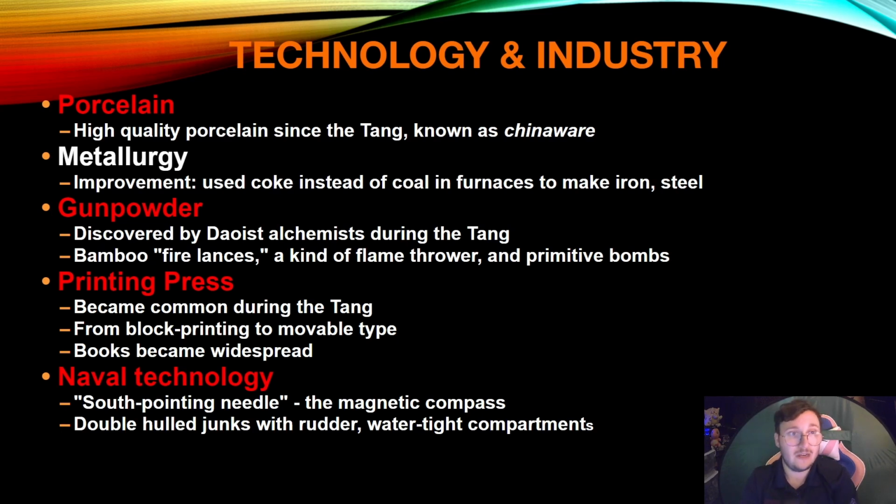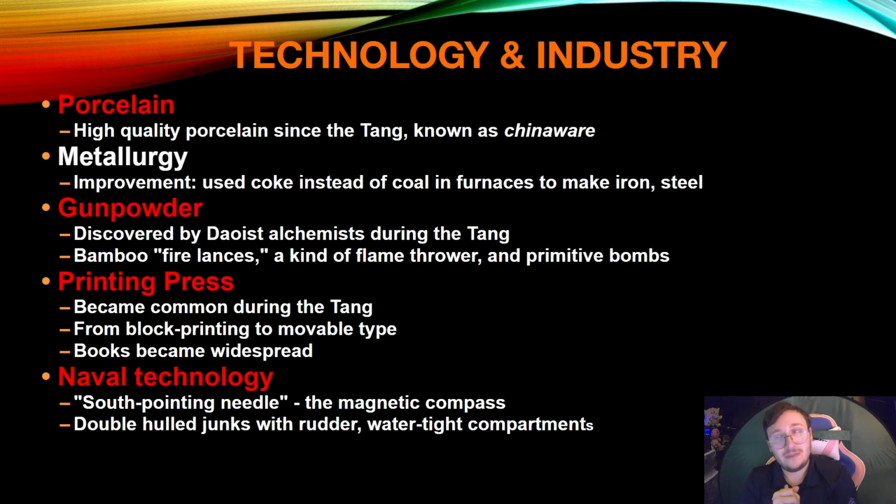This is also going to be a development of gunpowder. Gunpowder is going to be discovered by Taoist alchemists during the Tang Dynasty, and they're going to create something known as bamboo fire lances as a kind of flamethrower and primitive bombs.